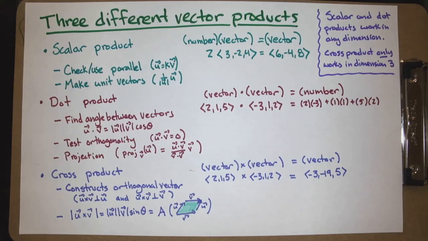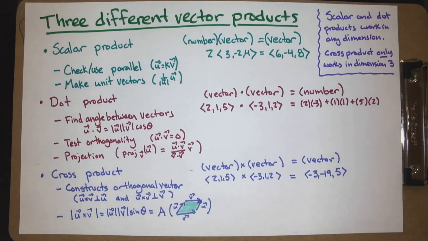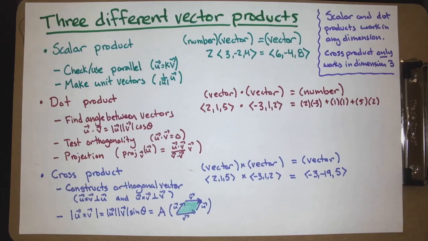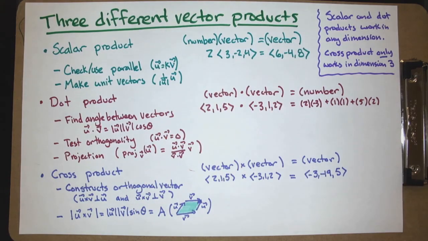Why is this helpful? Well, it relates to parallel vectors. Vectors are parallel if they're multiples of each other. Now you can check if vectors are parallel, but you can also use the fact that vectors are parallel. The other big thing that we use the scalar product for is to make unit vectors. And that's important because that is how we describe direction. So in the future, when we need ways to describe direction, we need to pull out our unit vectors. Okay, that was our scalar product. Number times a vector gave us a vector.